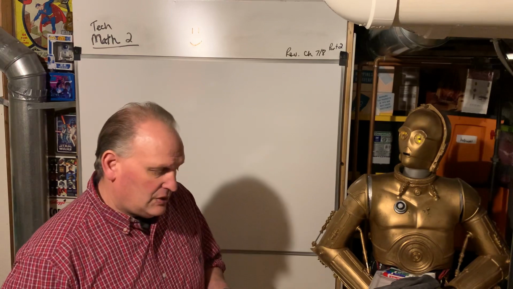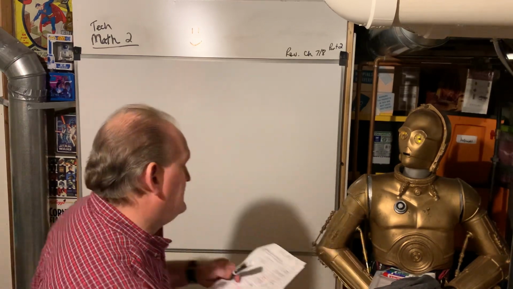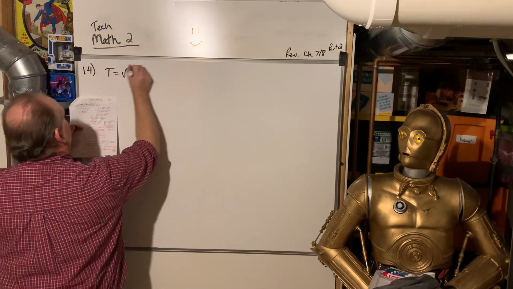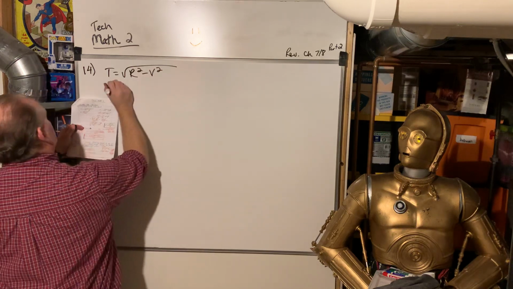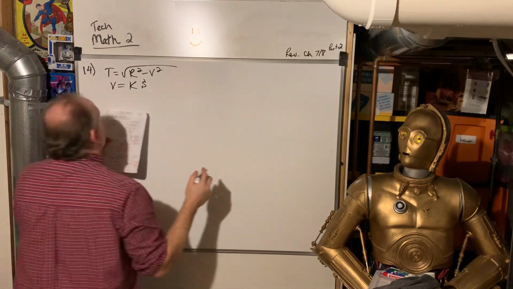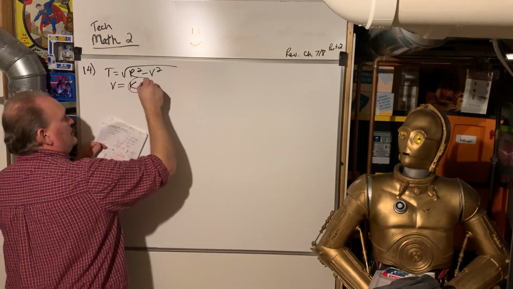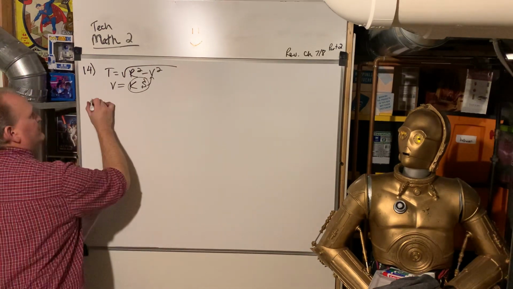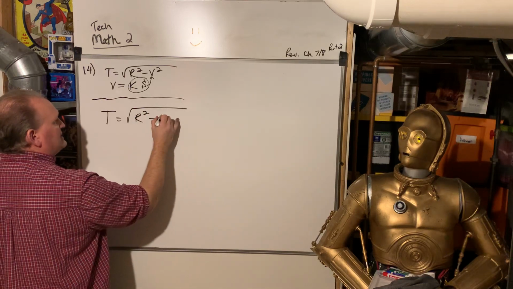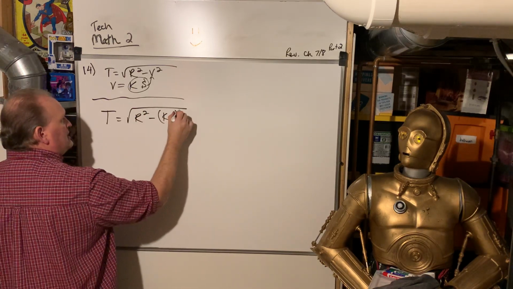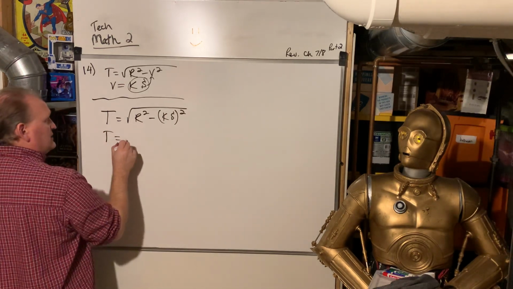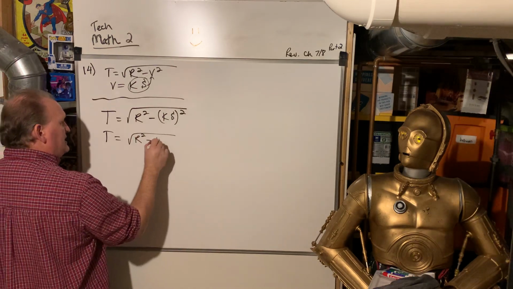Okay, so eliminate V, solve for S. 14, eliminate V, solve for S. So we could take this, sub it in there. t is equal to the square root of r squared minus ks quantity squared. And then what do we have? We've got t is equal to the square root of r squared minus k squared s squared.